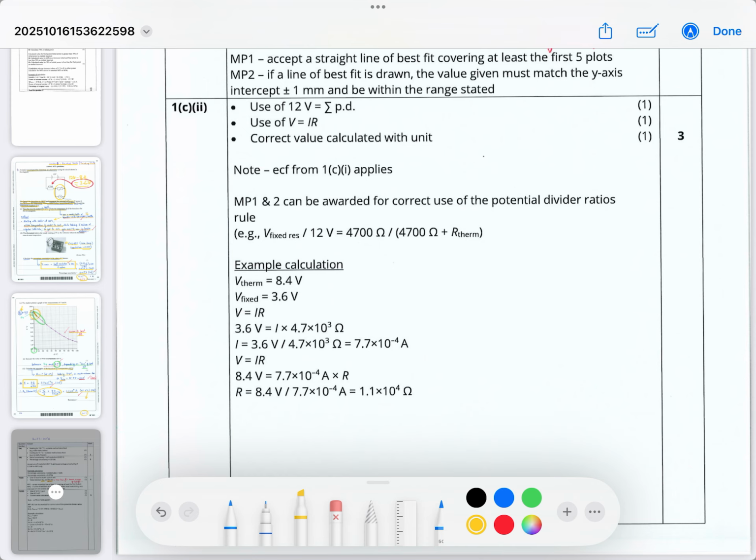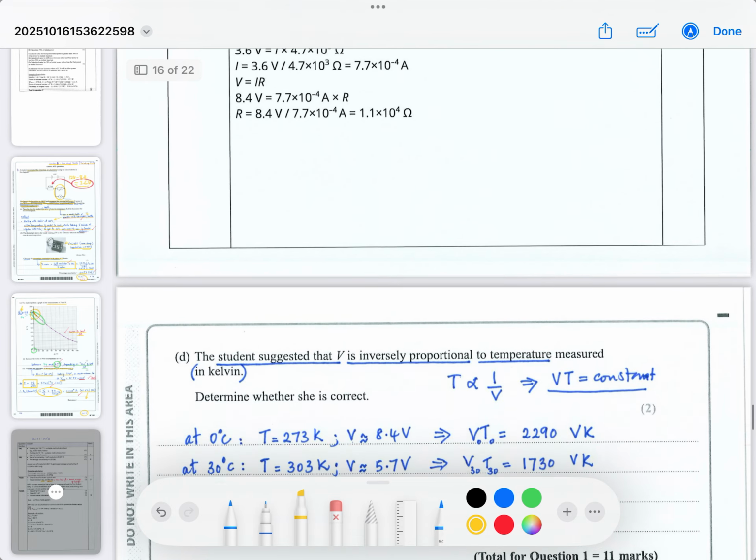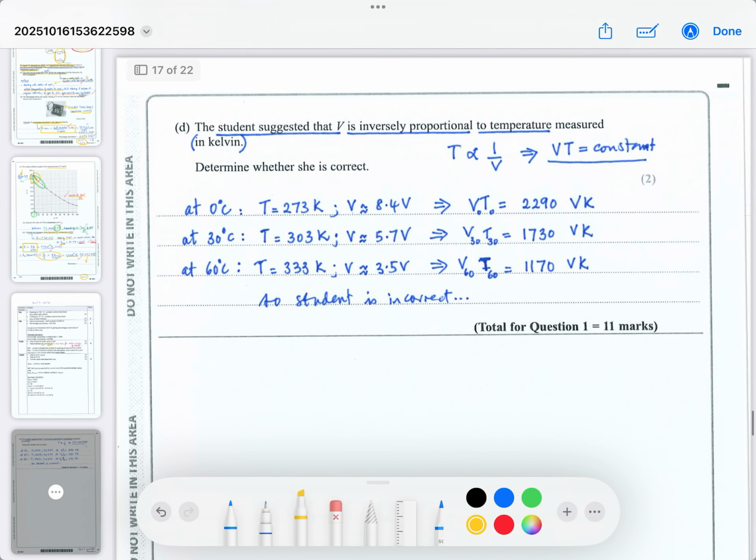So that's a good application of physics question. It also brings in practical skills, which is good. And then finally, here's part D, which we haven't done yet. Same question, 11 marks in total. And it says the student suggested that V, the voltage, is inversely proportional to the temperature. So is it?